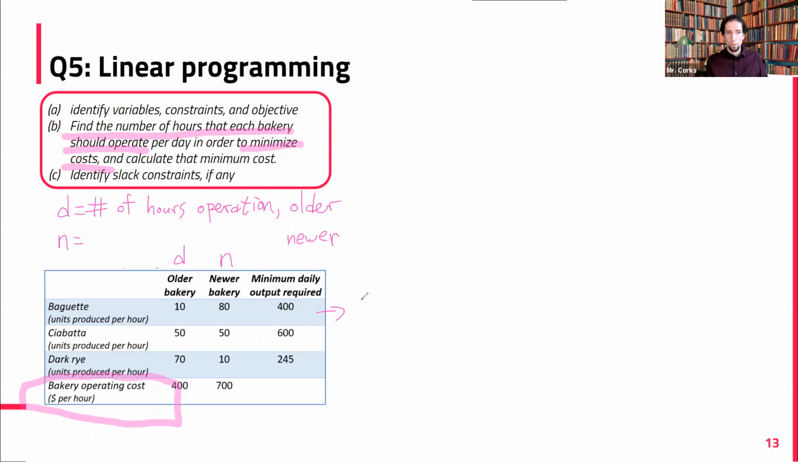10d plus 80n greater than or equal to 400. Okay. Now, a thing that lots of people have trouble with is the sign on the inequality, the direction. Why are you saying greater than and not less than? Because we need to minimize. Our goal is minimization.